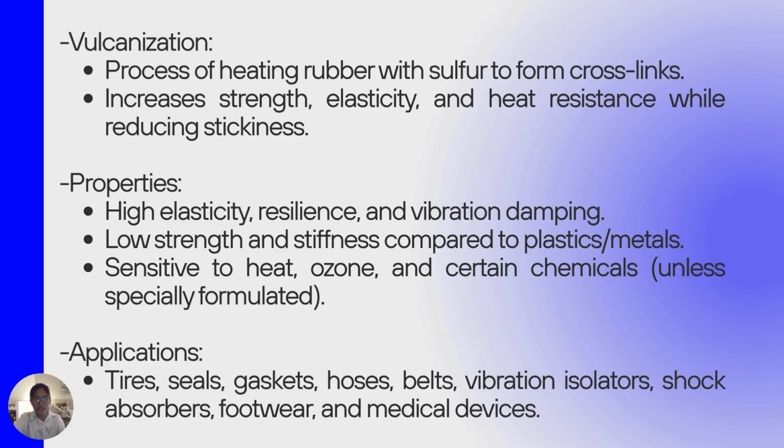As a result, vulcanized rubber becomes stronger and more elastic, and more resistant to wear and deformation. It is less sticky and less sensitive to temperature changes. This process turned natural rubber from a weak, sticky material into one of the most valuable industrial materials, enabling applications like tires, seals, hoses, and belts. Modern elastomers may also be cross-linked using peroxide or radiation instead of sulfur, depending on performance requirements.